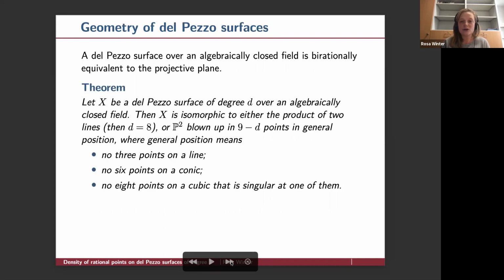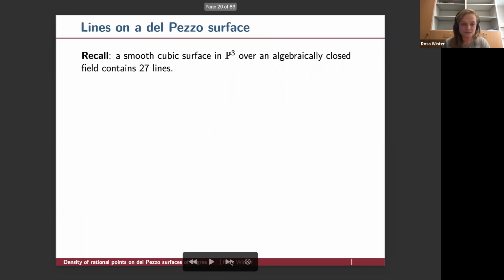If you have a Del Pezzo surface of degree d, then it is the blow up in 9 minus d points in general position. In general position is no 3 points on a line, no 6 points on a conic, and no 8 points on a cubic which is singular at one of them. So these smooth cubic surfaces are blow-ups of 6 points in the projective plane.